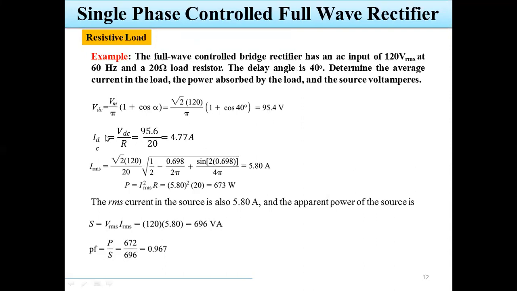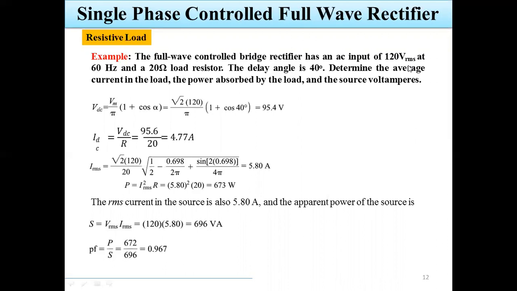After that, we solve the IDC value also. Using Ohm's law, IDC is equal to VDC by R. The R value has been given as a 20 ohm load resistance. So by solving this, IDC is 4.77 amperes. Next, the IRMS and VRMS values: VRMS has been given directly as 120 volts RMS.